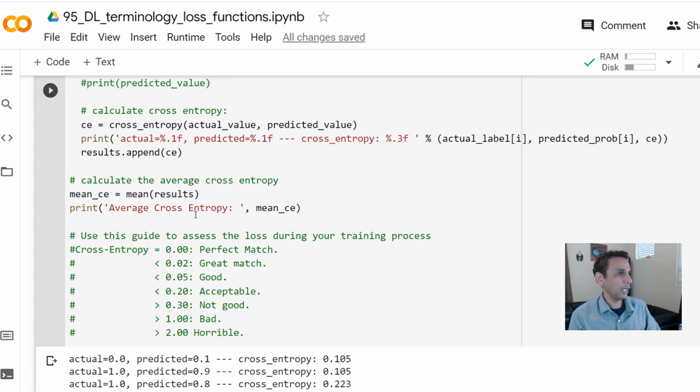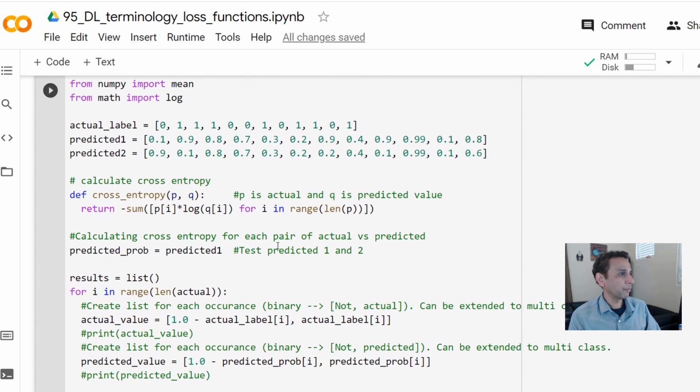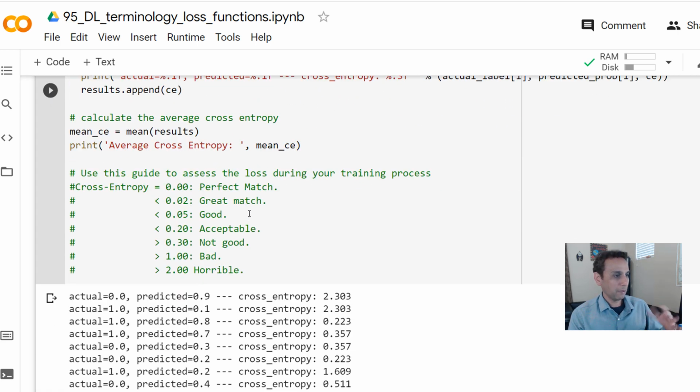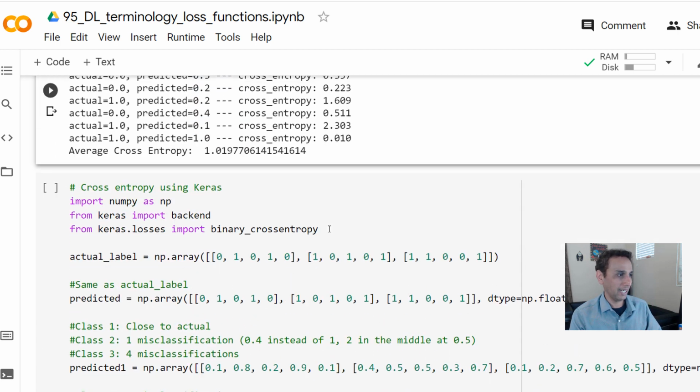I wish I had an example where the actual is 0 and the predicted is much higher. So let's go ahead and print out predicted 2 instead of predicted 1. Let's just change this prediction to predicted 2, okay? And print out the results for predicted 2, because that's where some of these are quite off. Now you see 2.3 because the actual is 0 and our predicted is 0.9, pretty far off. So it's a very high binary cross entropy. That's it. As straightforward as it gets.